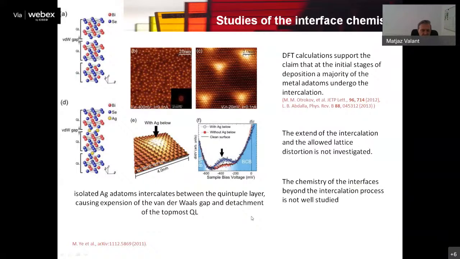Some studies have already been done, but on single atom deposition, and it was shown that single atoms can intercalate into the structure of bismuth selenide and locally strain the crystal. But there are no further studies on how higher concentrations of deposit interact with the matrix. We don't know how much intercalation the structure can withstand and what happens beyond that. So this is our study.